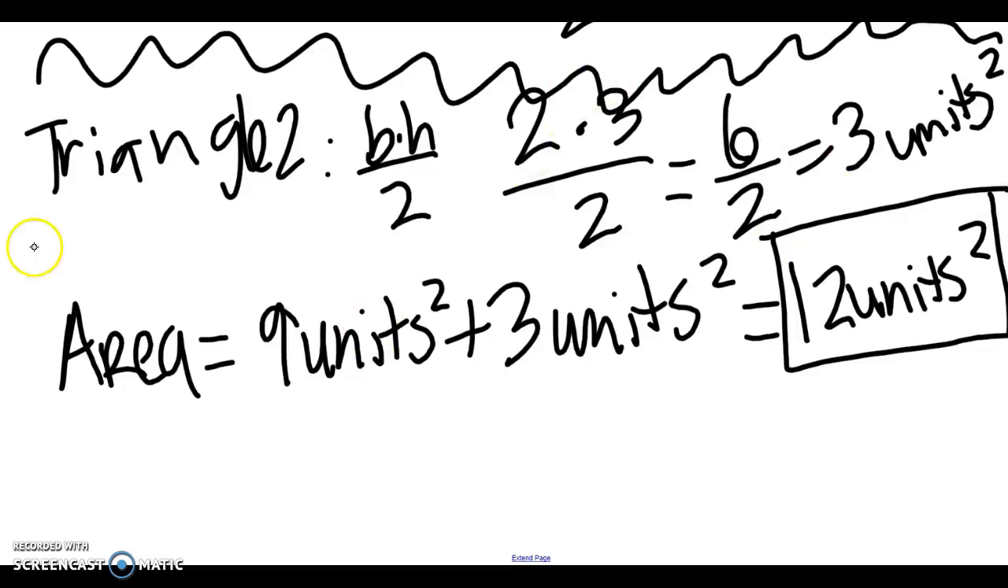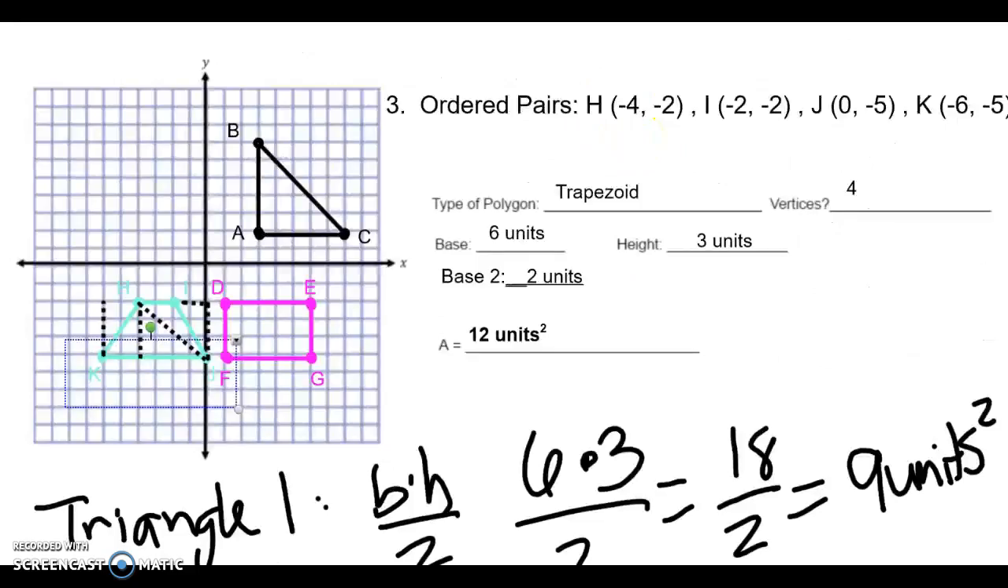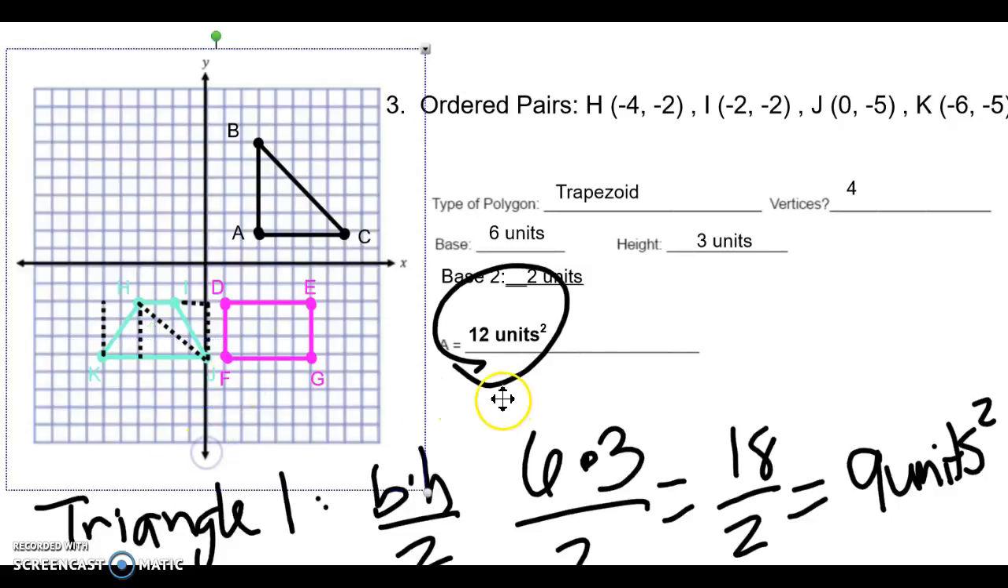Really make sure your work is looking like mine, hopefully not as sloppy. It's kind of hard to write on this computer screen, but really make sure that you're showing all your work, because if you leave out some silly mistake and maybe do a multiplication error up here, I can see that you still know how to find the area, but you just maybe rushed the problem and made a silly error. Really make sure you're showing all of those steps for me. Okay, so I have now filled in my 12 units squared there for the total area of the trapezoid.